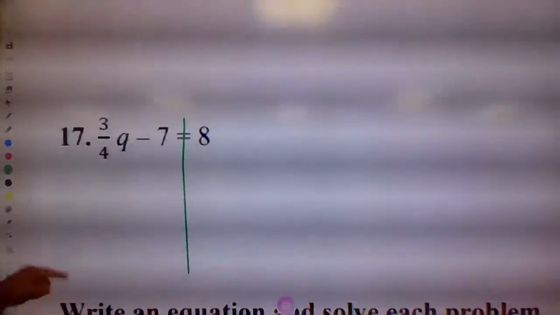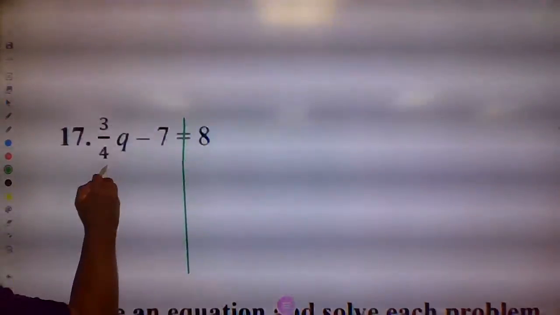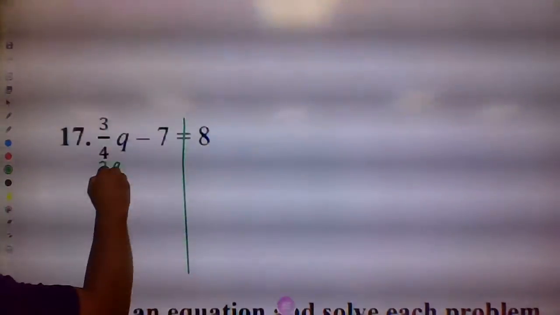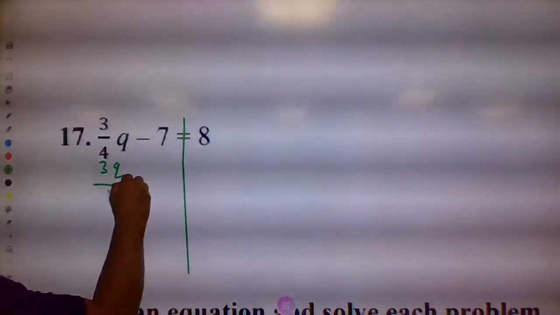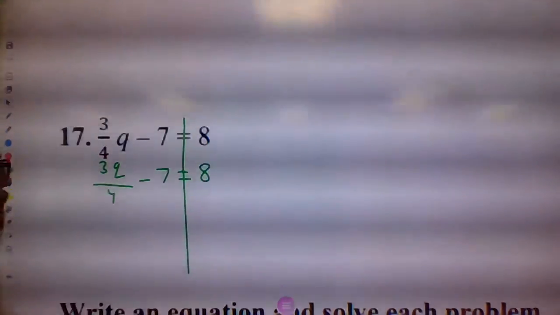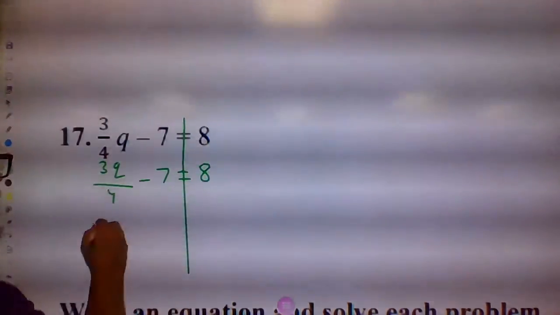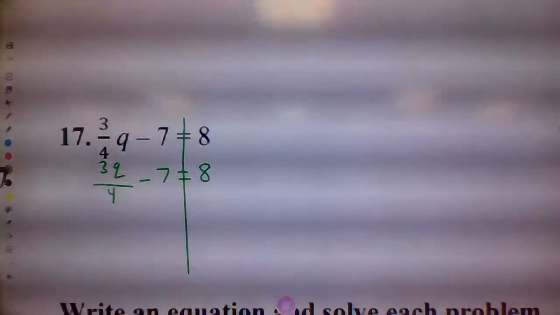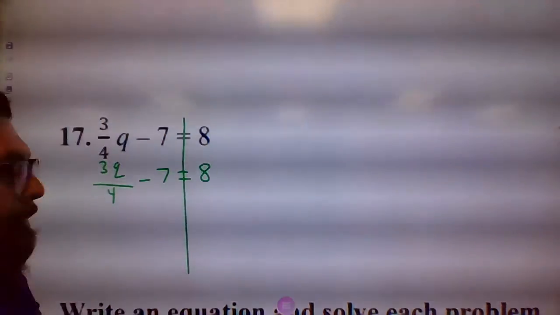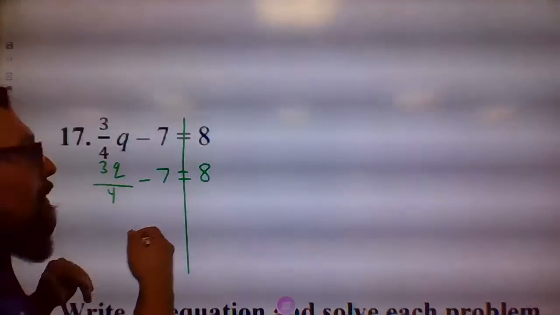3/4 q is the same because it's being multiplied. You can write it like this. 3q over 4 minus 7 equals 8. We just rewrote it. That's all we did. Okay? That's the same. Okay, now we can use the SADMEP.